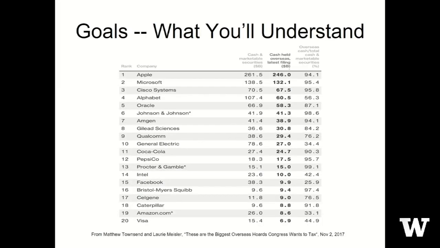And in terms of just a listing of companies, notice the number in the middle is cash held overseas, and Apple has roughly $250 billion, and it goes down from there. Microsoft, a distant second. Cisco Systems, which I used as an example a little earlier, a more distant third, and then a lot of others.